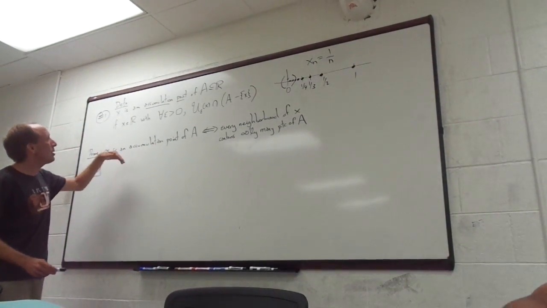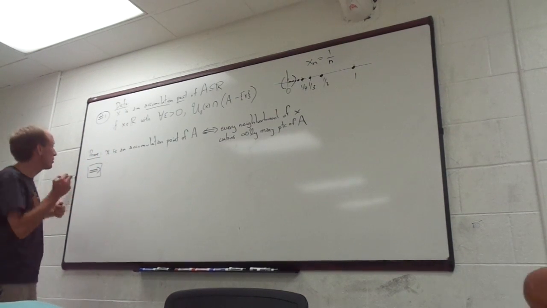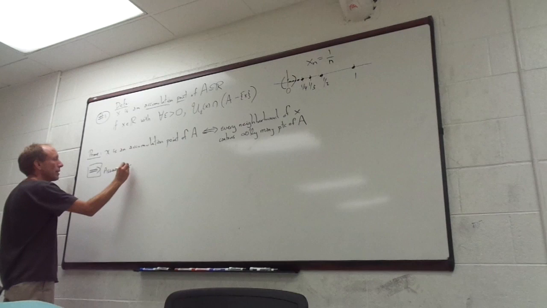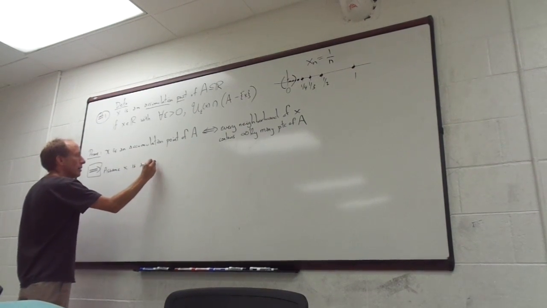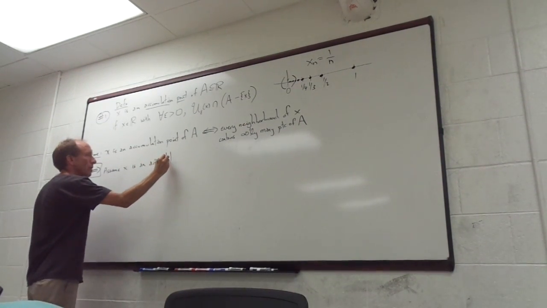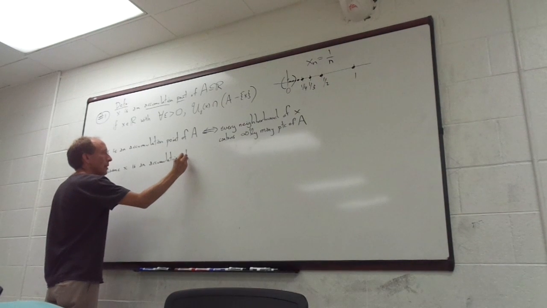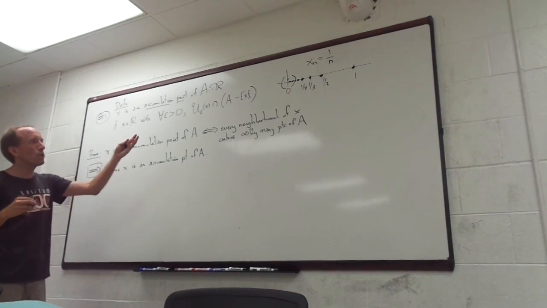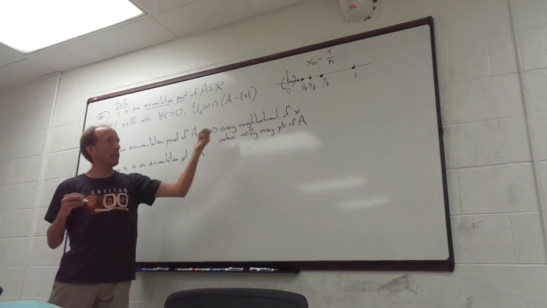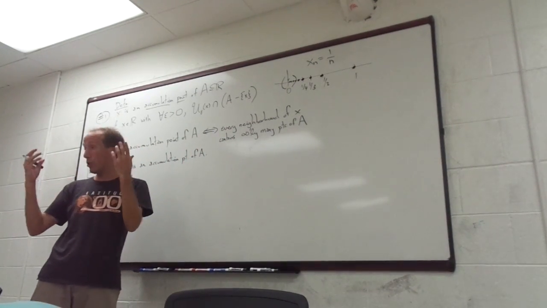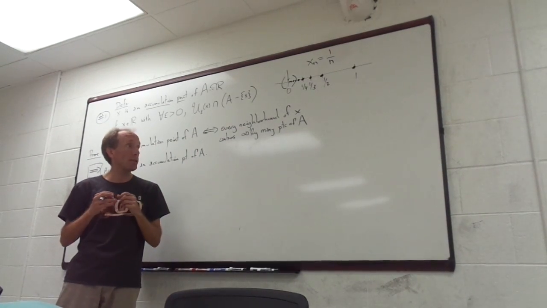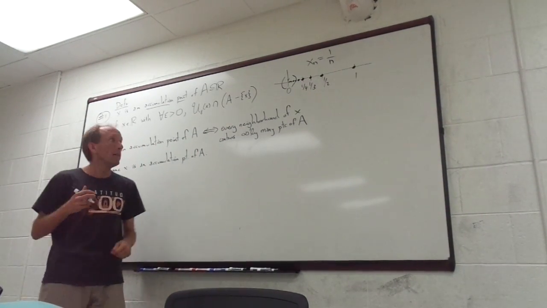So we're going to assume that X is an accumulation point. So I guess I'll write that down. Assume X is an accumulation point of A, and then we need to show that every neighborhood of X contains infinitely many points of A. So I'm going to take an arbitrary neighborhood of X and show that it has infinitely many points of capital A in it.